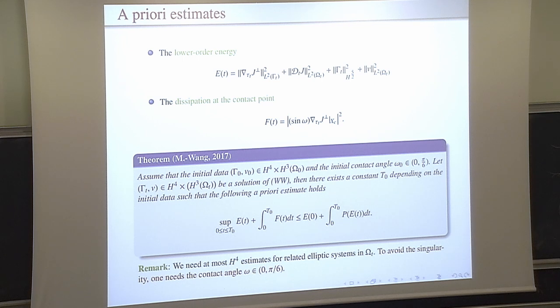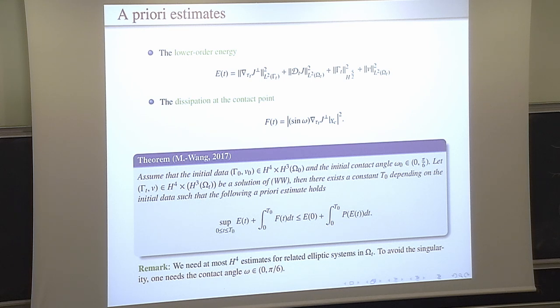And with the dissipation and the contact point, because we see that our system is dissipating at the contact point, and with the contact angle here, and so one derivative and the contact point, so it's a higher order term here. And we managed to prove the a priori estimate in 2017. This a priori estimate was posted on arXiv in 2017. And if you check our papers, you will find it published in 2020.